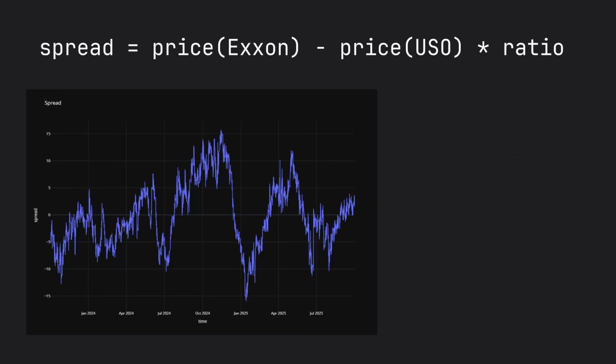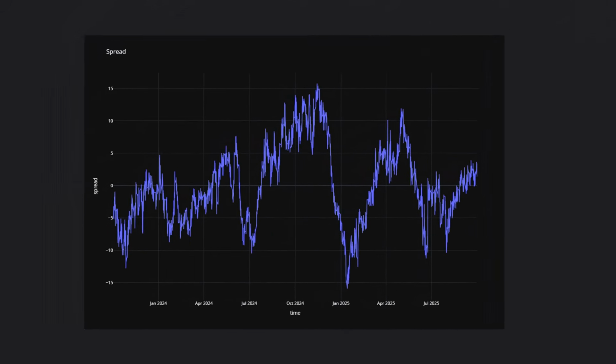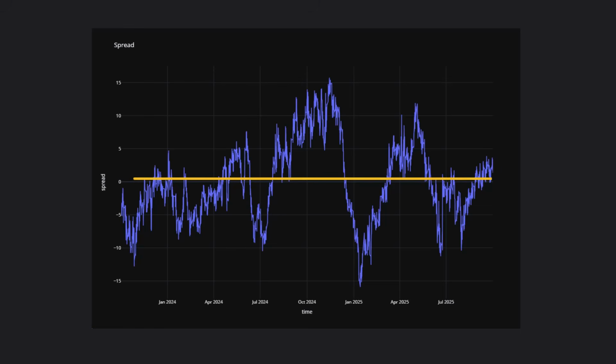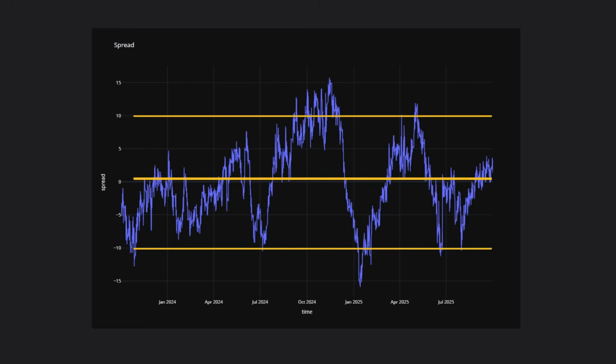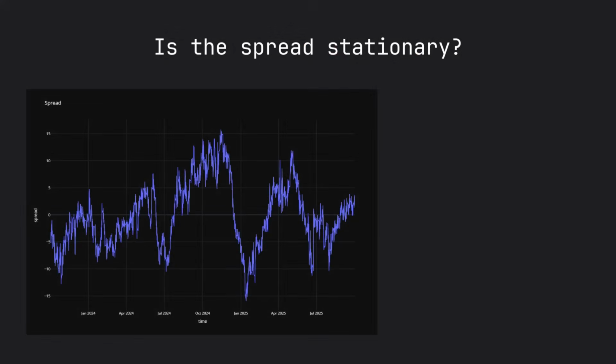By looking at the chart, we see that the spread does oscillate around 0 and that most of the values are contained between minus 10 and 10. If you bought the spread at minus 10 and sold the spread at 10, these would have been amazing trading opportunities. Now, let's try to create and backtest a trading strategy.